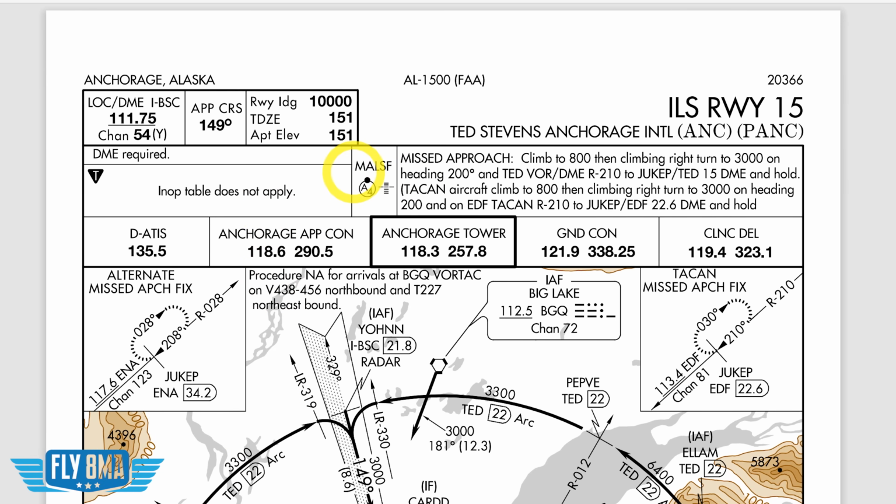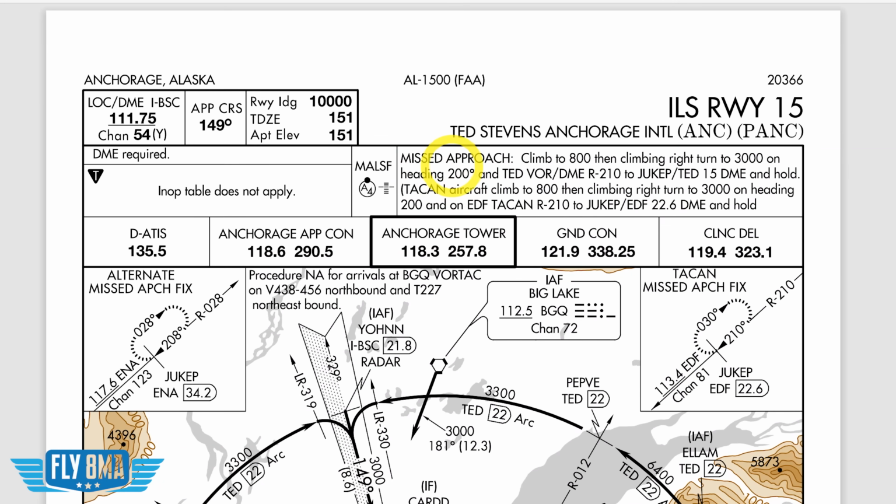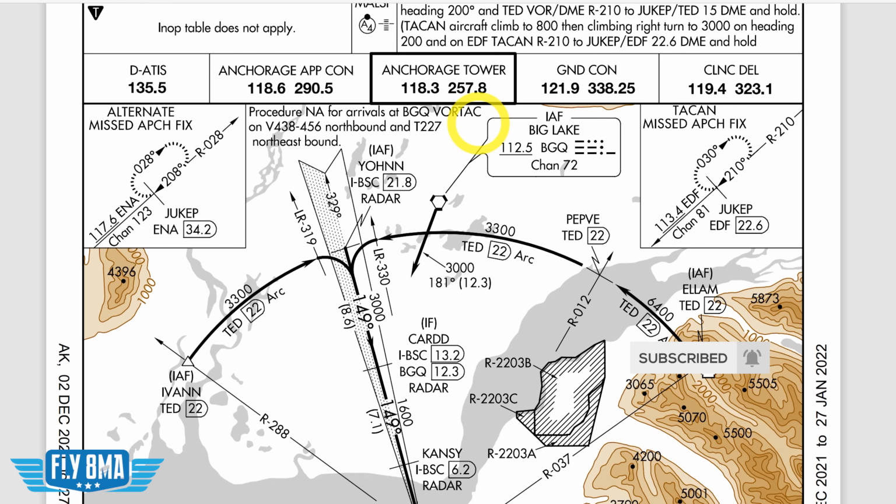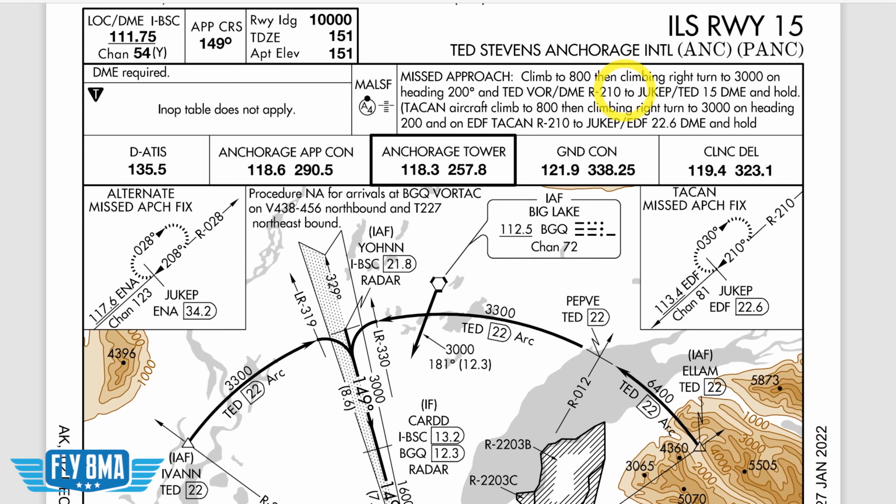We can see the type of approach lights we have here, MALSF A4. So that's going to be our approach lighting system. Kind of looks a little bit like this. And then on the next part of our briefing strip here, we have the missed approach instruction. So climb to 800 feet, then climbing right turn to 3,000 on heading 200 and the TED VOR DME radial 210 to JUKIP. And that's going to be on the 15 DME mark from TED and hold there.